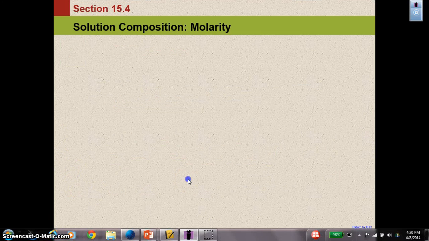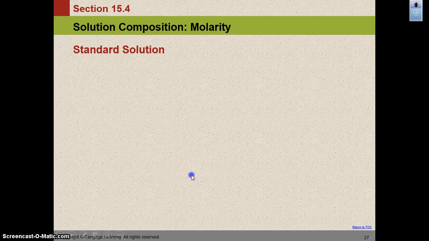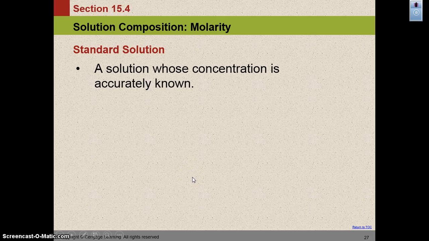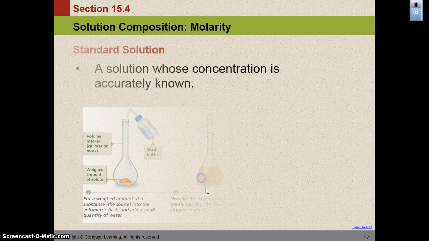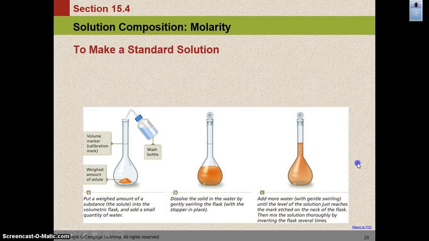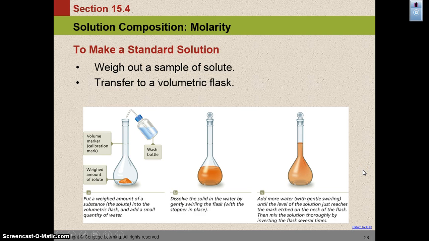The last thing we're going to cover quickly in this section is standard solutions. A solution whose concentration is accurately known is known as a standard solution. To make a standard solution, we weigh out a sample of the solute, you transfer it to a volumetric flask, and you add enough solvent to fill up to the mark on the flask.